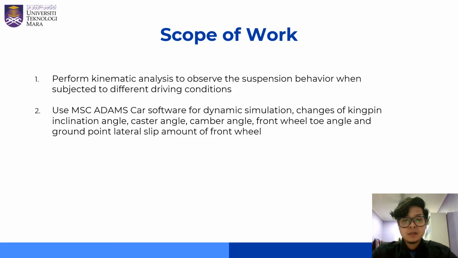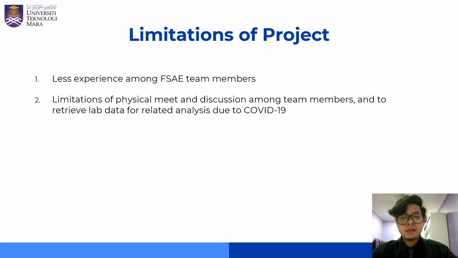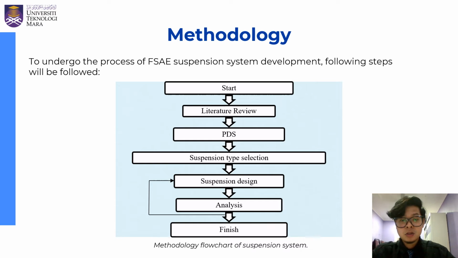The scope of work for this project is to perform kinematic analysis to observe the suspension behavior when subjected to different driving conditions. Secondly, MSc Adams car software will be used for dynamic simulation changes of kingpin inclination angle, caster angle, camber angle, front wheel toe angle, and ground point lateral slip amount of front wheel. As for the limitations of this project, firstly is the lack of experience among FSAE team members. Secondly is the limitations of physical meet and discussion among team members, and to retrieve lab data for related analysis due to COVID-19. Moving on to methodology of this project.